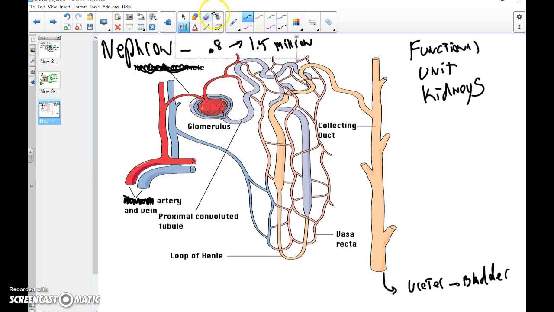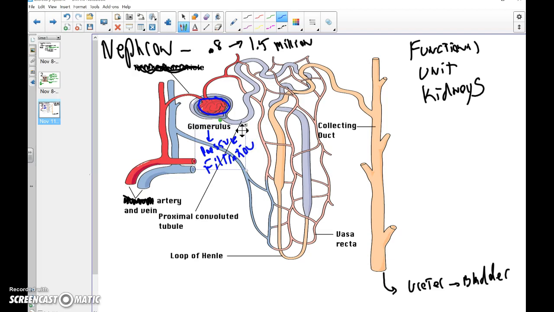So a couple things here. You have this structure, which is right here. All right, it looks like a big brain, a little tiny brain almost. It's actually just sort of like collected blood vessels, and that's called the glomerulus. Now the glomerulus is the site of what we call pressure filtration.